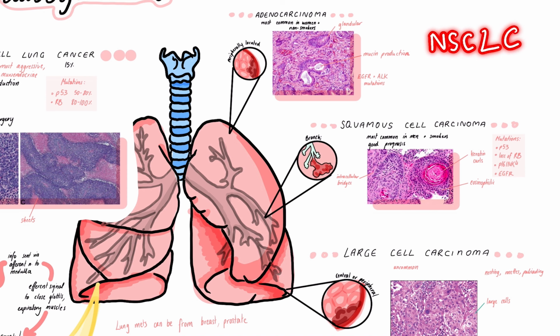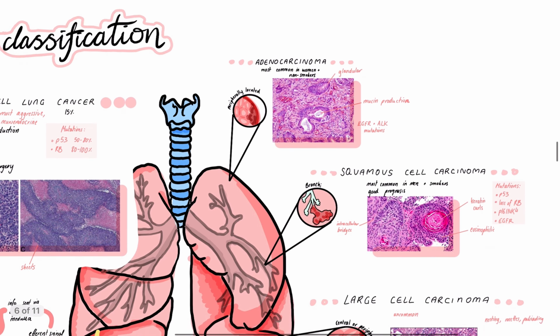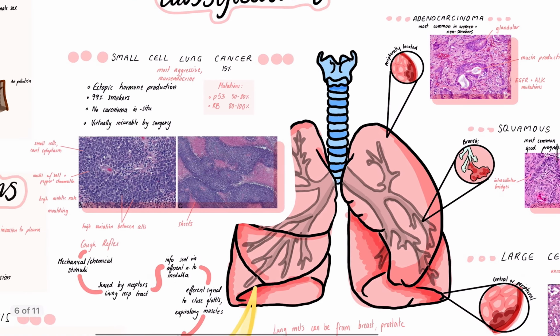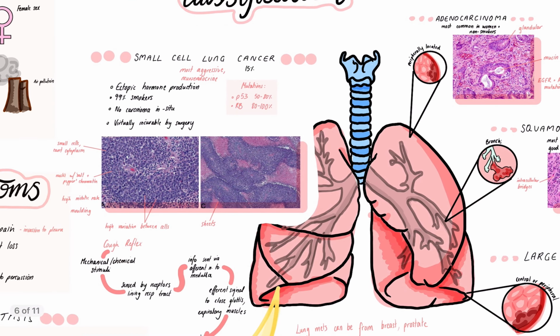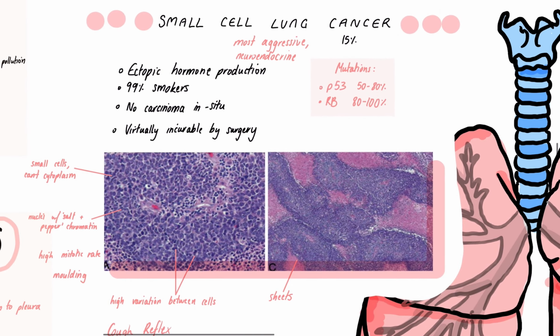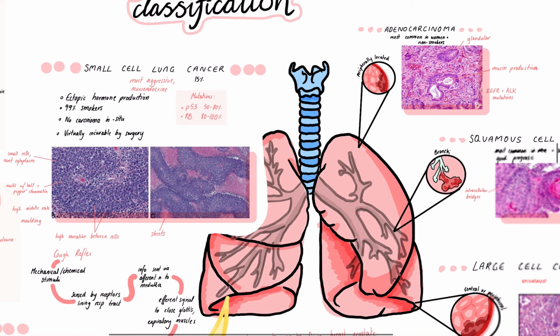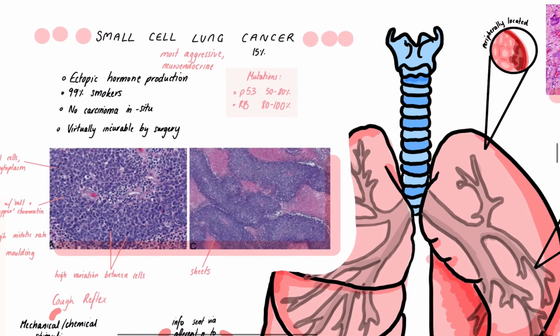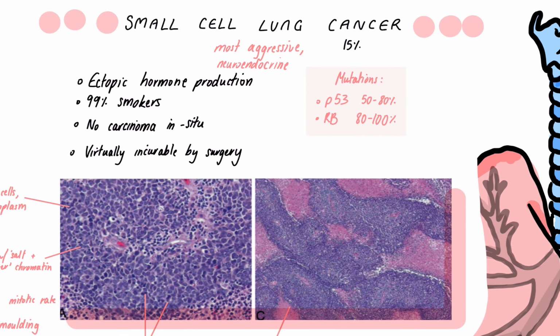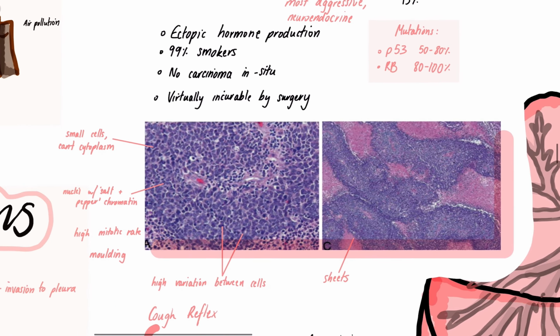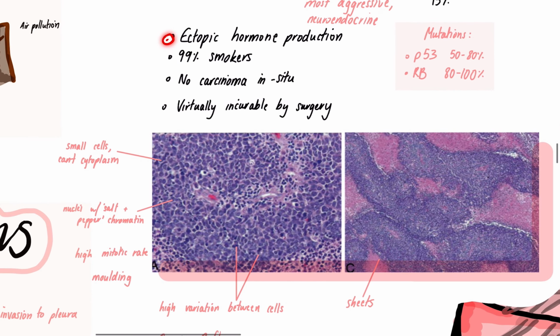And now we can look at the most aggressive form of lung cancer, which is our small cell lung cancer. So these are the most aggressive form of lung cancer. They're the third most common lung cancer after squamous cell carcinomas. And so to take you through them, usually they're involved in ectopic hormone production, which can lead to something called paraneoplastic syndrome, which I'll go through in a bit.